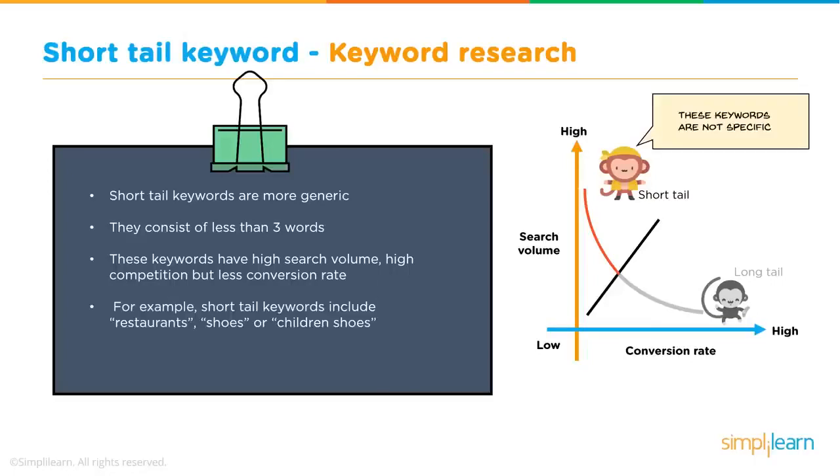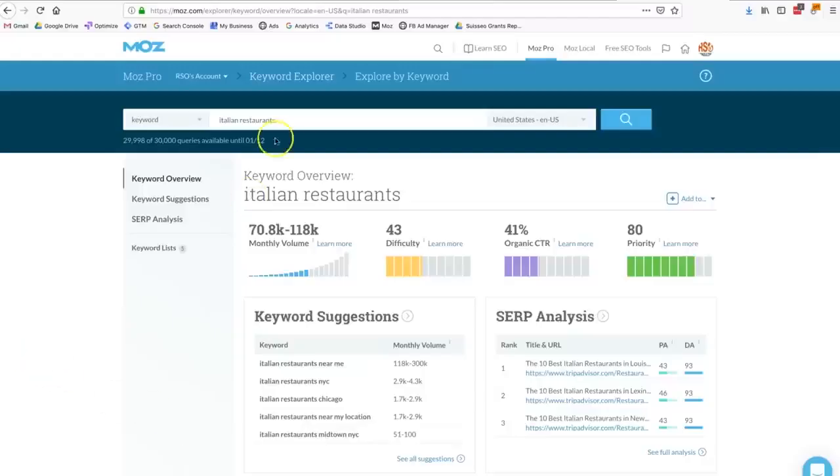So let's take an example of a short-tail keyword. Let's just stick with Italian restaurants. I'm going to go to a tool called Moz. Moz has a tool called the Keyword Explorer. If you go to moz.com and use the Keyword Explorer, you can get an idea of how much volume and competition are associated with a particular keyword. In this example, we're using Italian restaurants. It's a very broad keyword.